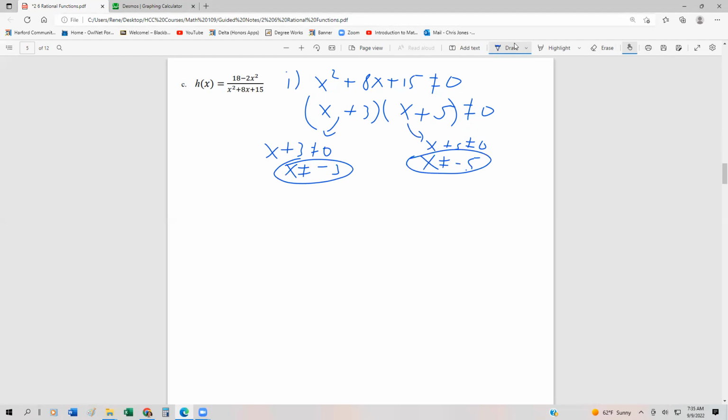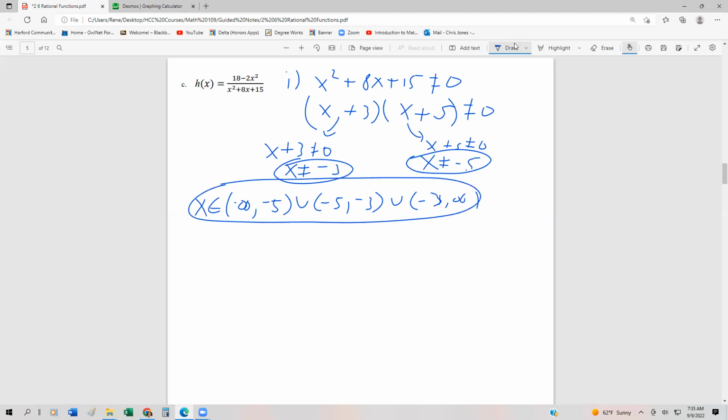And so our domain, x would be an element of -infinity to -5, union -5 to -3, so just going in order of these places where it can't be equal to 0, and then -3 to infinity. All right, so that's not too bad. That's stuff that we've been doing all semester.